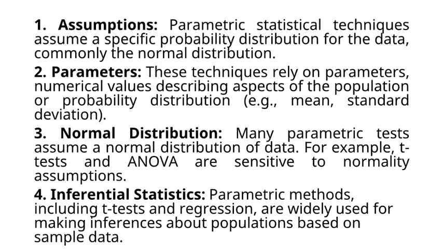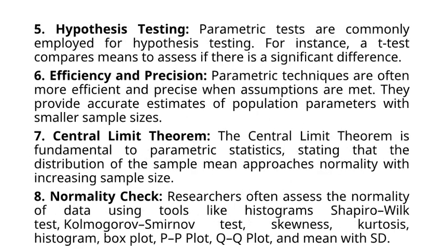4. Inferential statistics. Parametric methods, including t-tests and regression, are widely used for making inferences about populations based on sample data. 5. Hypothesis testing. Parametric tests are commonly employed for hypothesis testing. For instance, a t-test compares means to assess if there is a significant difference. 6. Efficiency and precision. Parametric techniques are often more efficient and precise when assumptions are met. They provide accurate estimates of population parameters with smaller sample sizes.